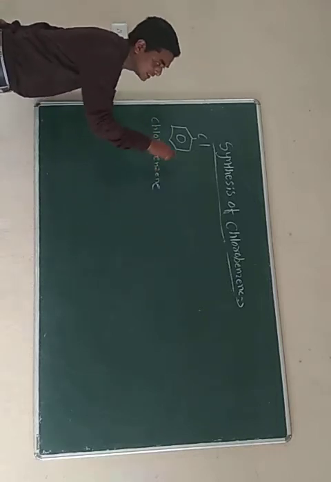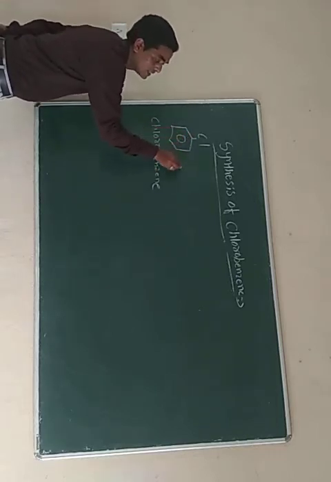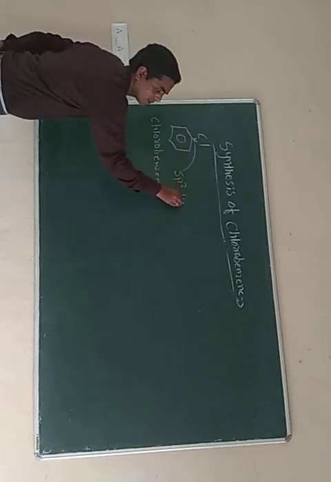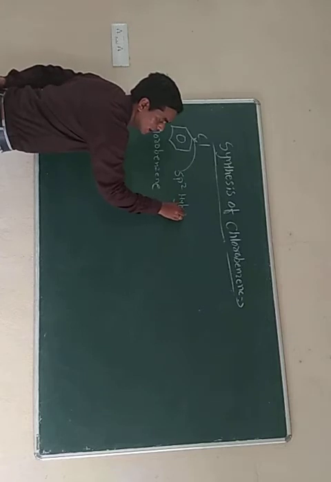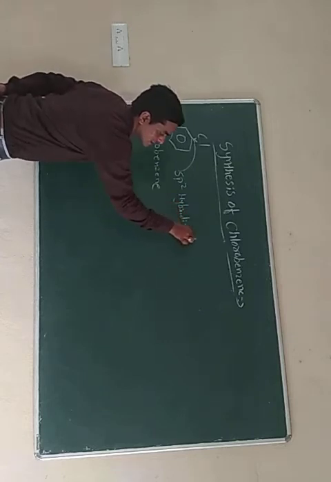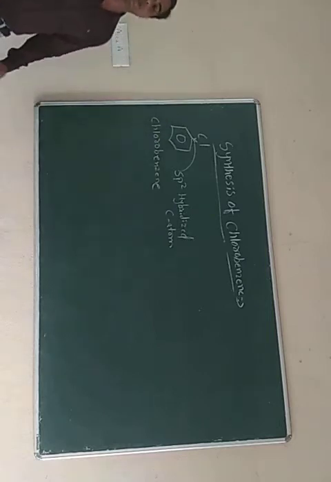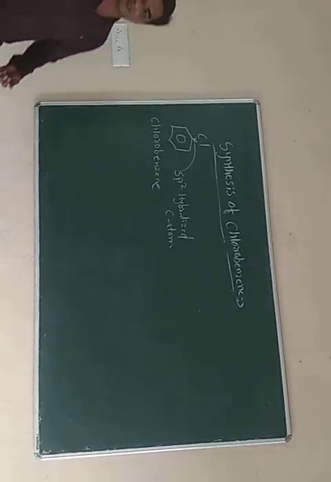In chlorobenzene, the Cl atom is bonded to the benzene ring by an sp2 hybridized carbon atom. Now let us see the preparations of chlorobenzene.